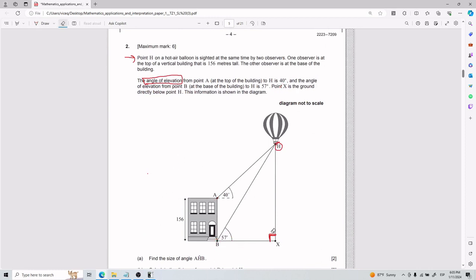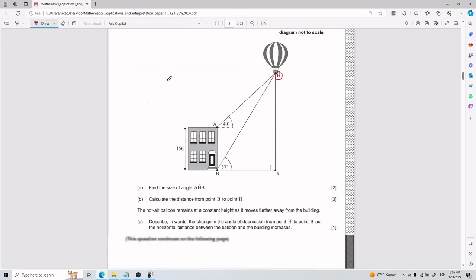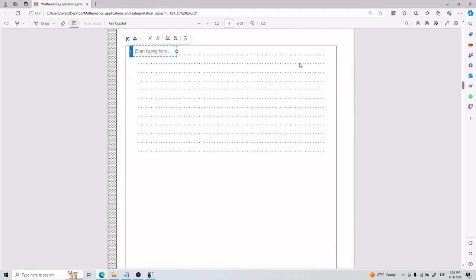Before we jump into part A, let's talk a little bit about what angle of elevation is. In these trigonometry problems, I need you to know two concepts. The first is angle of elevation, and the second is angle of depression. I need you to have the intuition that angle of elevation is from the bottom to the top, and the angle of depression is from the top to the bottom.